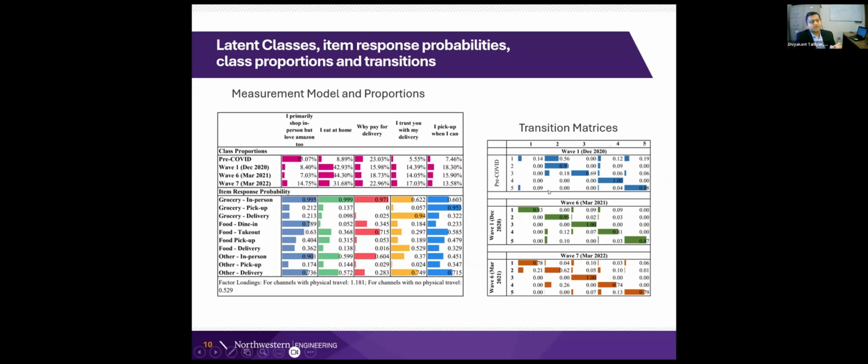A lot of that dynamics between classes you don't see very clearly here, and that's why we combined the results from the two figures.